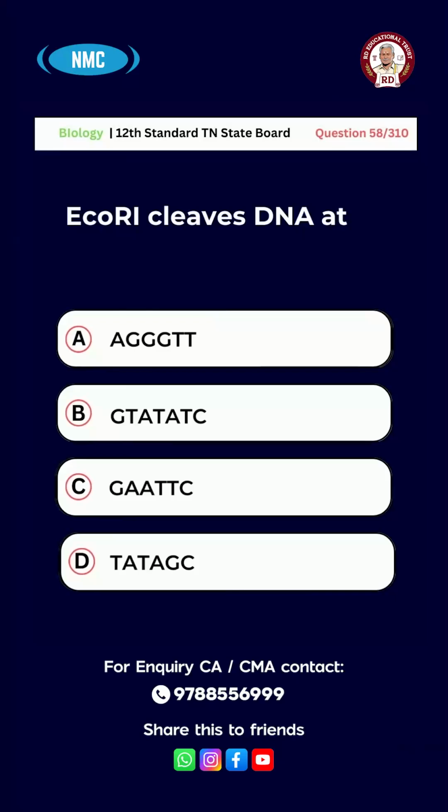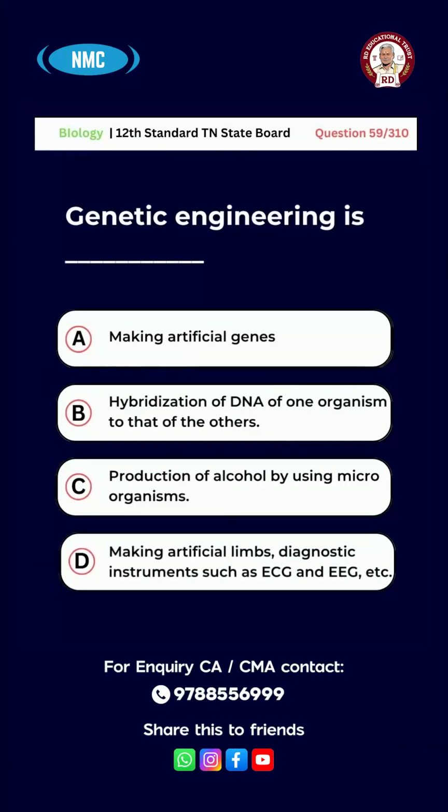Question number 58. EcoRI cleaves DNA at: A. AGGGTT. B. GTATATC. C. GAATTC. D. TATAGC. The answer is option C, GAATTC.